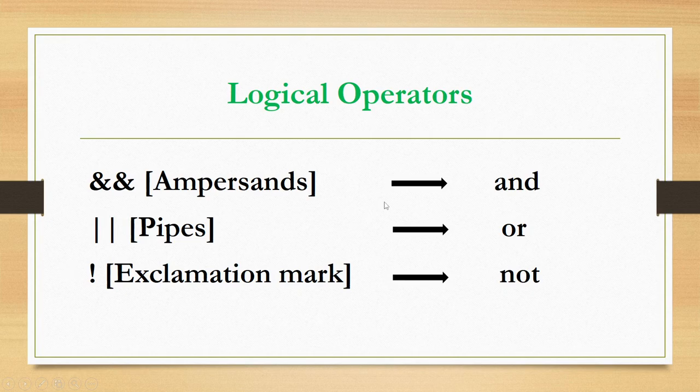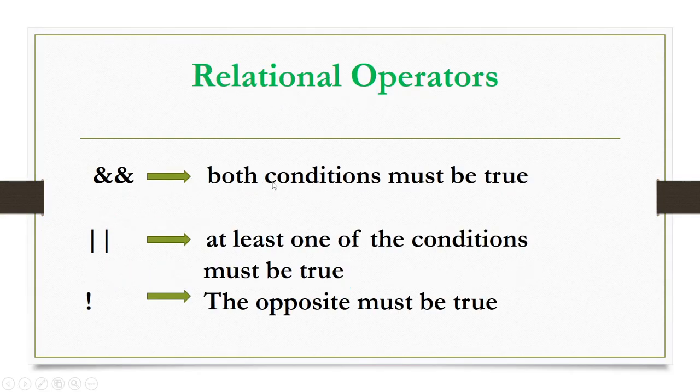Each of them has its rule. For and, both conditions must be true for the result to be true, and for or, at least one of the conditions must be true for your result to be true. Now the not is more or less a negation, so the opposite must be true for the result to be true. Alright, we'll head over to code.